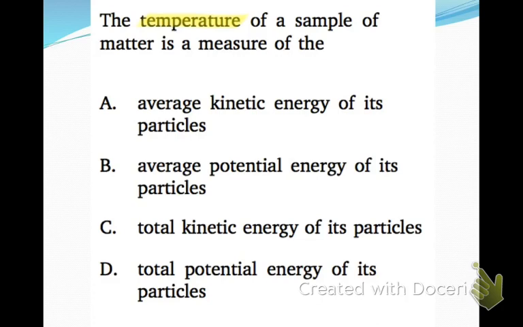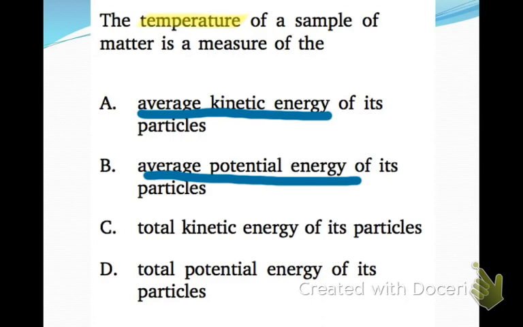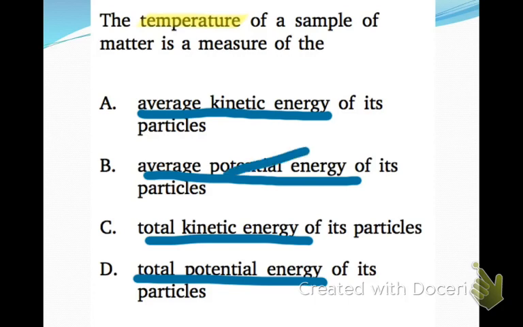So let's take a look at how they're trying to trick us here. A says average kinetic energy, B says average potential energy, C says total kinetic energy, and D says total potential energy. So we definitely know it's not potential energy, and it's not total kinetic energy, it's average kinetic energy. So A is our correct choice.